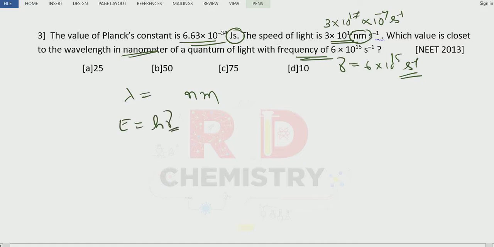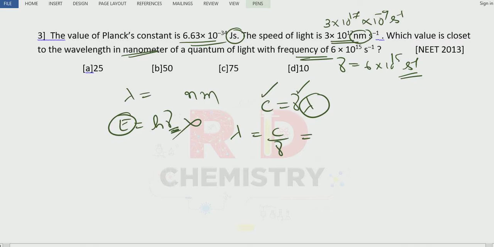Correct? Frequency is given, but energy is not given, so I can't make use of this formula. So I can go for this formula: c is equal to nu into lambda. Velocity of light is known, frequency is known, so I can calculate the wavelength lambda. Lambda is equal to c divided by nu, where c is 3 into 10 power 17 into 10 power minus 9 nanometer per second, divided by frequency 6 into 10 power 15.